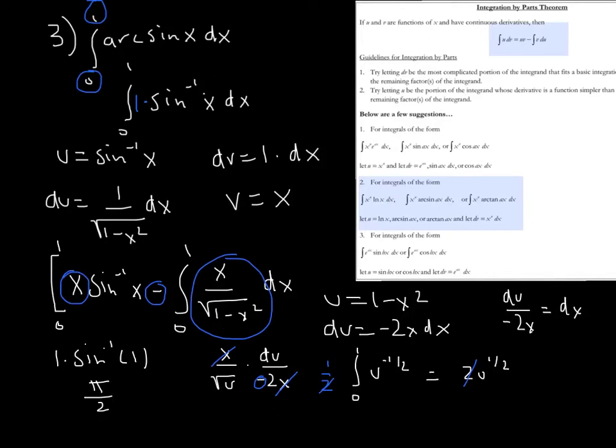And don't forget, u is 1 minus x squared. And so we have really the square root of 1 minus x squared. And so we plug in our upper limit of 1, and 1 minus 1 gives us 0. Plug in our lower limit of 0, and we end up getting the square root of 1. So our final answer is going to be, and it's all over the place, pi over 2 from that first part down here, minus 1.